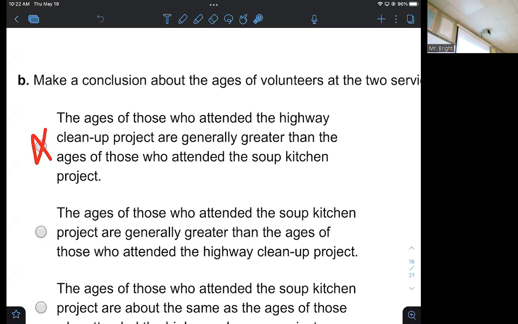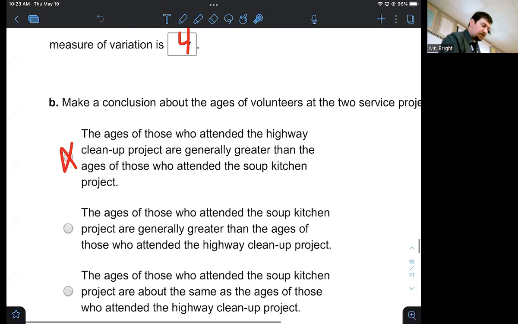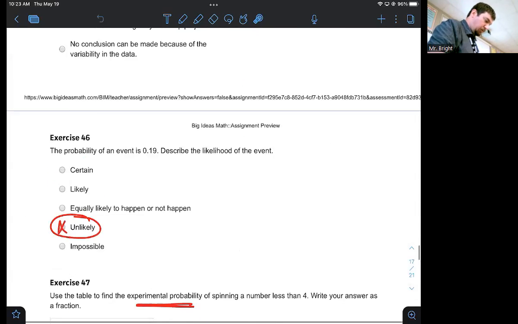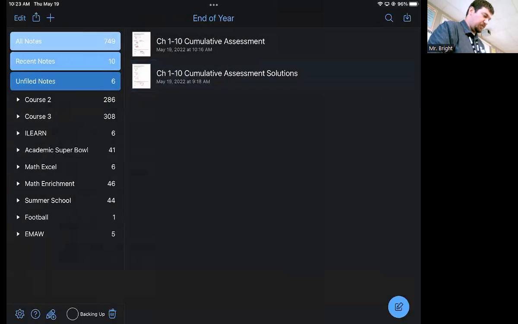Okay, did everyone get that one? Again, we're not writing this on paper. So we'll move on to number 46. Oh, sorry, not the ones with the answers, the ones without the answers.